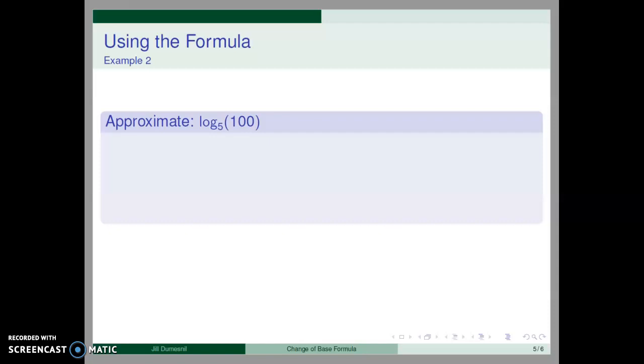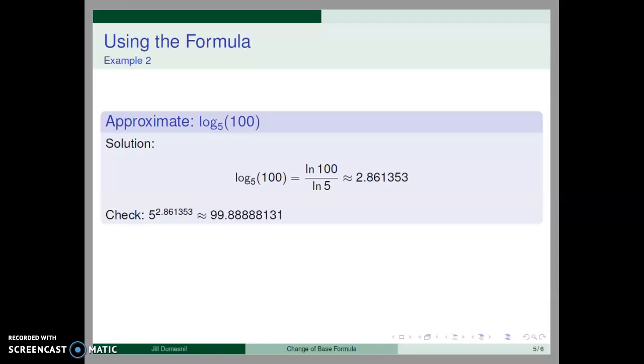Let's consider another example just to reinforce the formula. We want to evaluate log base 5 of 100. Using the change of base formula, we can write this as the natural log of 100 divided by the natural log of 5, which is approximately 2.86135 using a calculator. Again, we can check this solution by evaluating 5 to the 2.861353 and get something that is pretty close to 100.